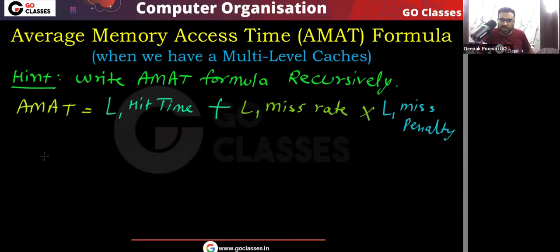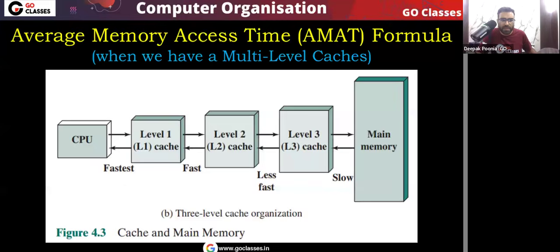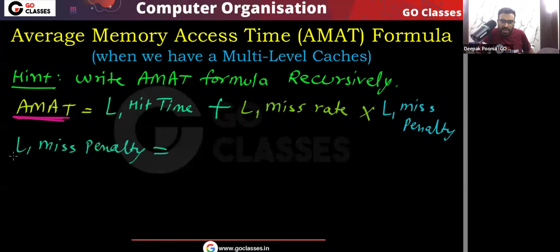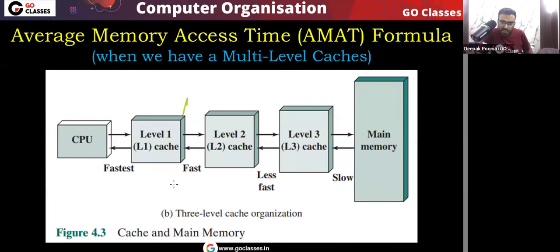This again we can write recursively. So remember, this average memory access time formula we have seen, but what is this L1 miss penalty? Let's write the formula for L1 miss penalty. Remember, after the detection of an L1 miss, we always have to access the L2 cache. Agree with me? After the detection of an L1 miss, the entire additional time taken is called the L1 miss penalty. So we always have to access the L2 cache to check whether there is a hit or miss.